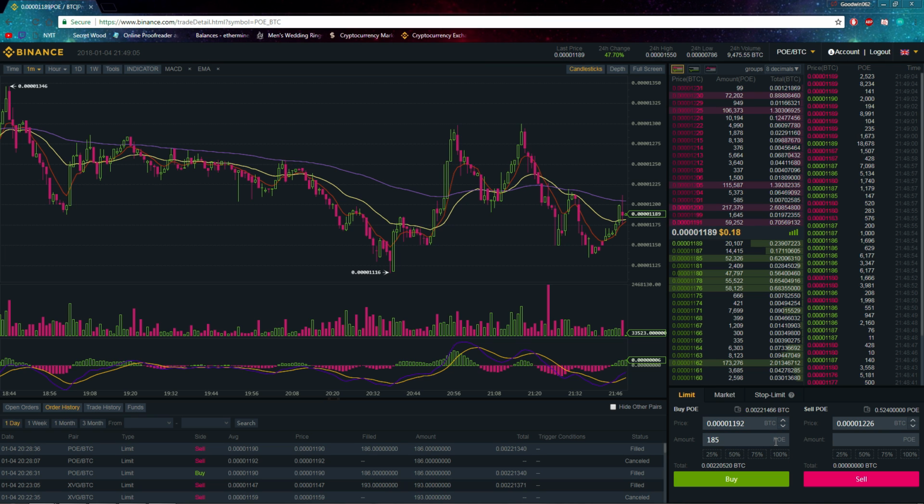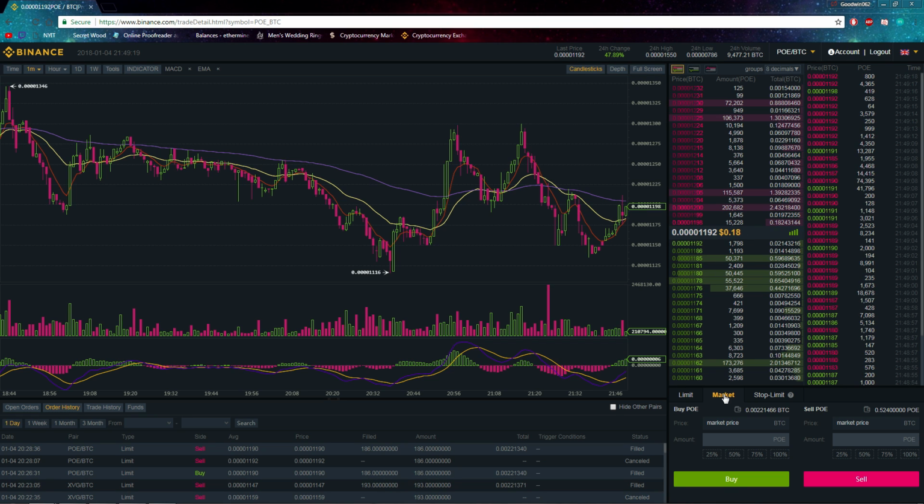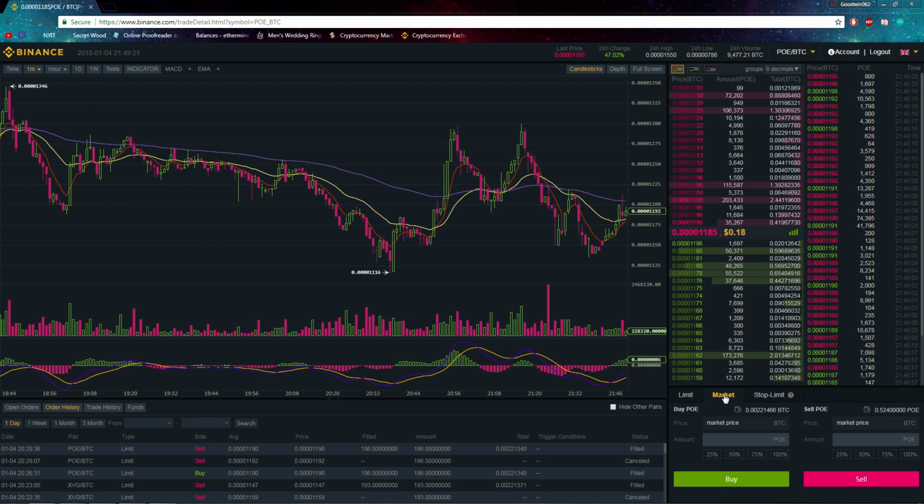Because if you have this too high, like let's say if you set this at 188 and then I click buy, it's not going to go through because you can't afford 188 at that price. Now, a market order I would almost never recommend unless you're panic selling or panic buying, where the current price is going to shoot up very quickly or go down very quickly, and you need to either get rid of your coin or just get some coin really quickly.